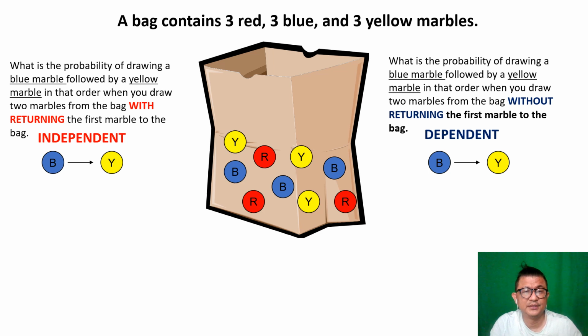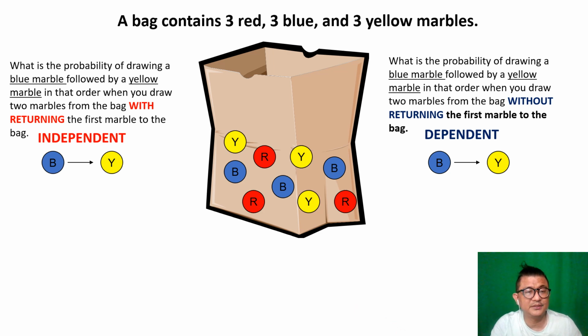Let's start with this. A bag contains 3 red, 3 blue, and 3 yellow marbles. So you have to grab some marbles inside and blindfolded. You can't see what's inside. What is the probability of drawing a blue marble followed by a yellow marble in that order when you draw 2 marbles from the bag with returning? After getting one, you return it back. This one's easy. Check this out.